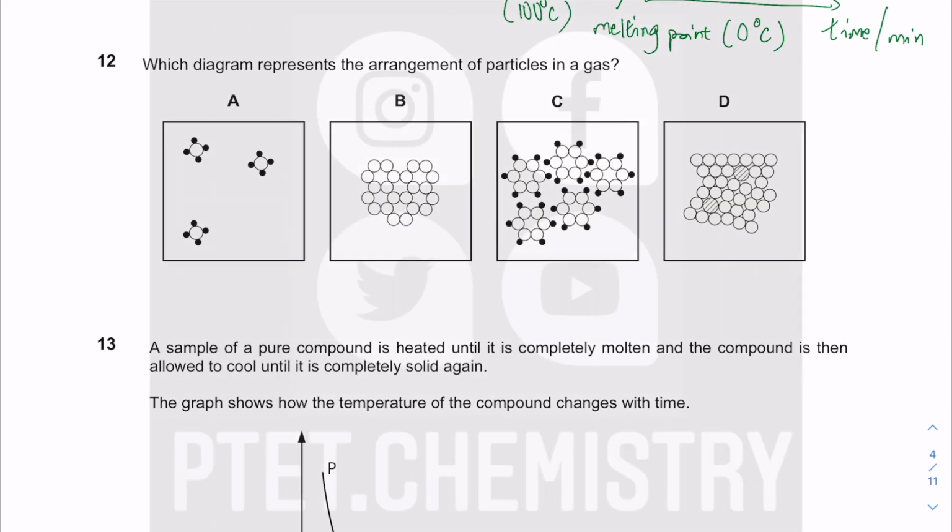Next question, which diagram represents the arrangement of particles in a gas? So we're looking at the gas. In terms of packing, which is what these simple diagrams are showing, the particles are very far apart, which means I can cross out D, and I can cross out C as well, and B is very closely packed together as well. A is the only one showing them very far apart, which represents a gas better.